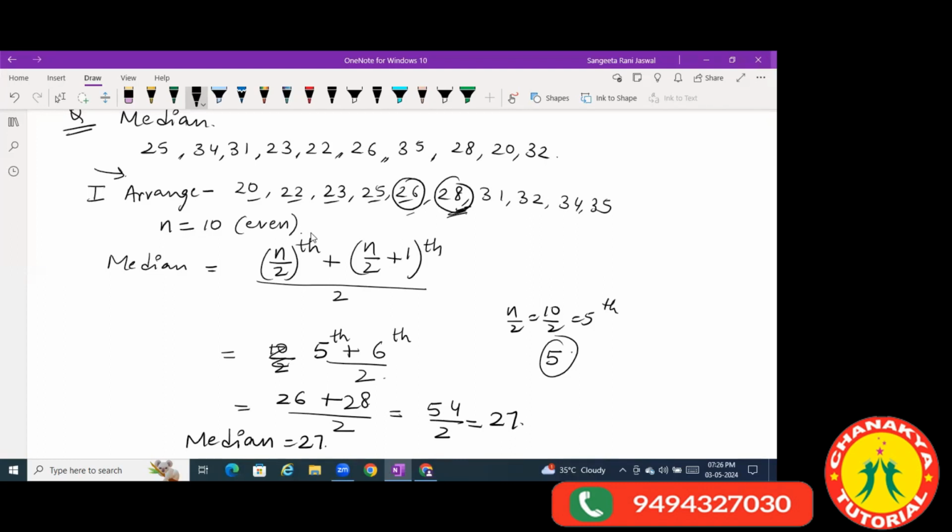27 is not there in the list. Ma'am, but 27 is not there in that number, so how can it be a median? The median has to be this only, no? The middle value here. So what do you think would be the median, 26 or 28? How can that be?